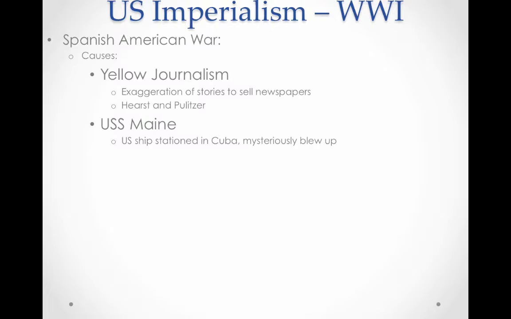And we also have the USS Maine, which was a U.S. ship stationed in Cuba that mysteriously blew up. Nobody really knows for sure what happened, but it's almost a certainty that it was an accident. But because it was stationed in Cuba, and Spain was in control of Cuba at the time and they were the enemy, they were blamed. And finally, we had the DeLone letter.